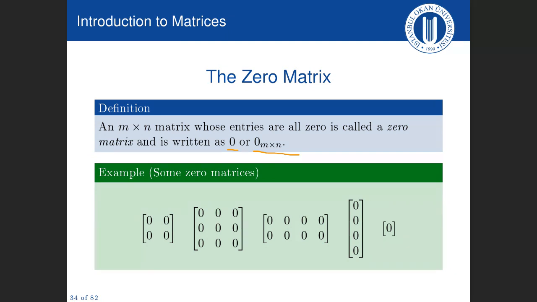For example, here's some zero matrices. A 2 by 2 zero matrix, a 3 by 3 zero matrix, a 2 by 4, 2 rows and 4 columns, 2 by 4 zero matrix, and so on.